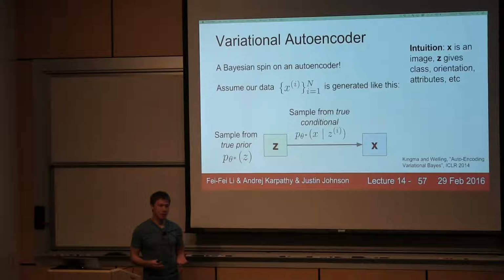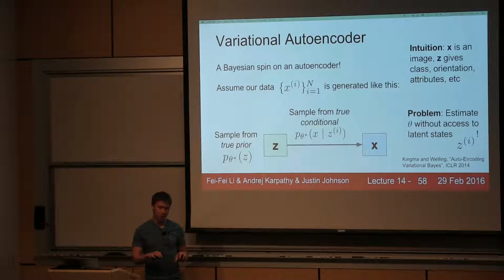So the intuition is that X is something like an image, and Z summarizes some useful stuff about that image. If these were CIFAR images, then maybe that latent state Z could be something like the class of the image, whether it's a frog or a deer or a cat. And it might also contain variables about how that cat is oriented or what color it is. I think this is a pretty simple idea, but it makes a lot of sense for how you might imagine images to be generated. So the problem now is that we want to estimate these parameters theta of both the prior and the conditional without actually having access to these latent states Z. And that's a challenging problem.